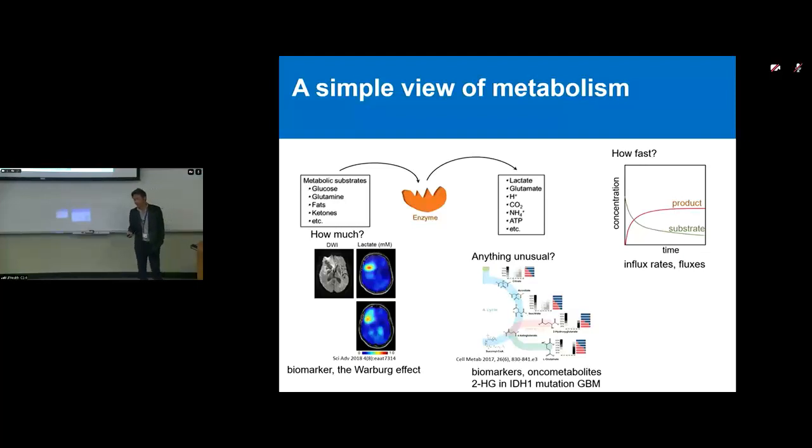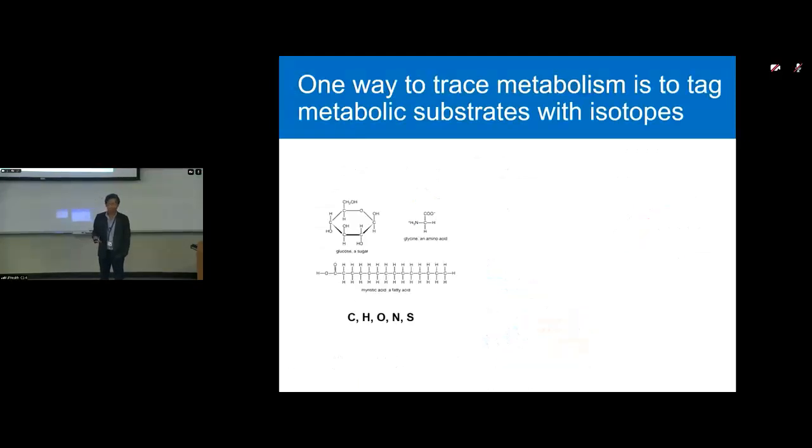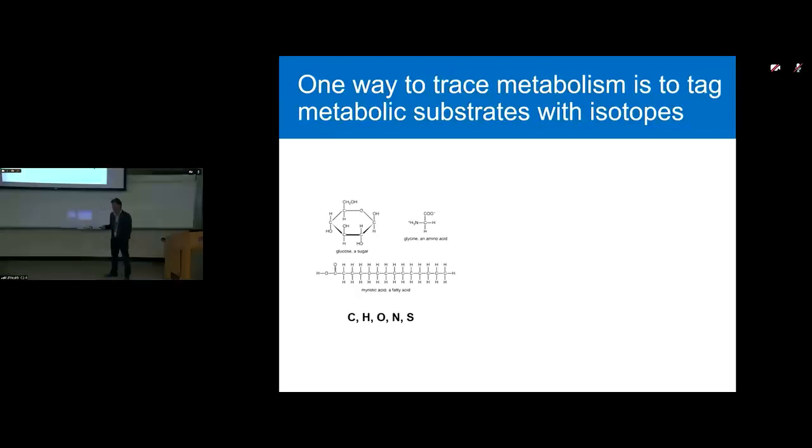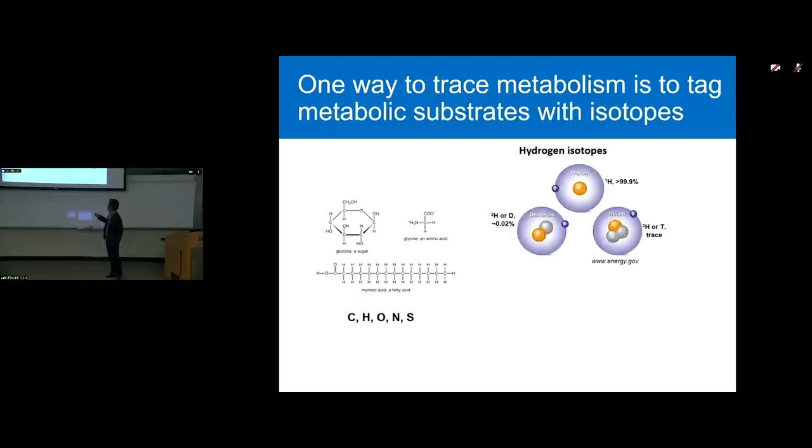Of course, if you want to take a look at this, it will be simpler if we can actually trace the metabolism. One way to trace this is to use isotopes. As you probably remember from biochemistry and chemistry courses, all of these substrates and metabolites are organic molecules. They have carbon, hydrogen, oxygen, sulfur, nitrogen, and all those. All of these have different isotopes, obviously, and you can pick which one you want and which one is available. For example, hydrogen has 3 isotopes and 2 of them are stable.